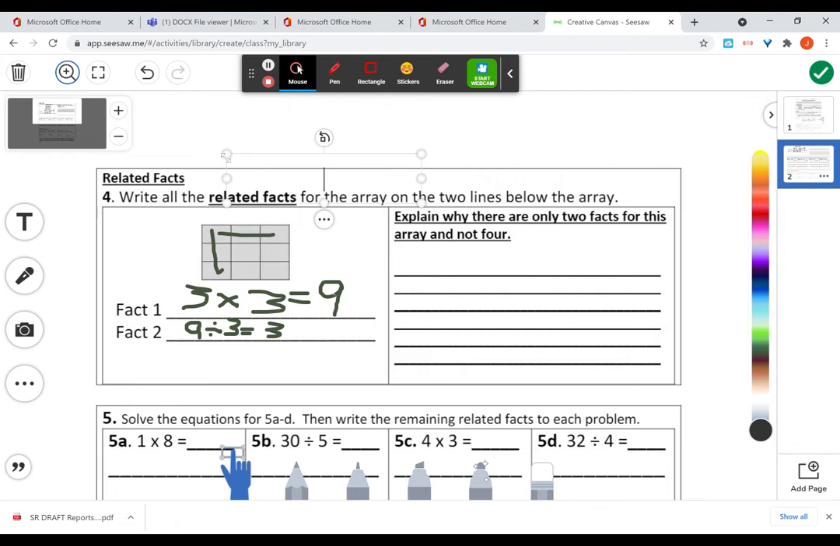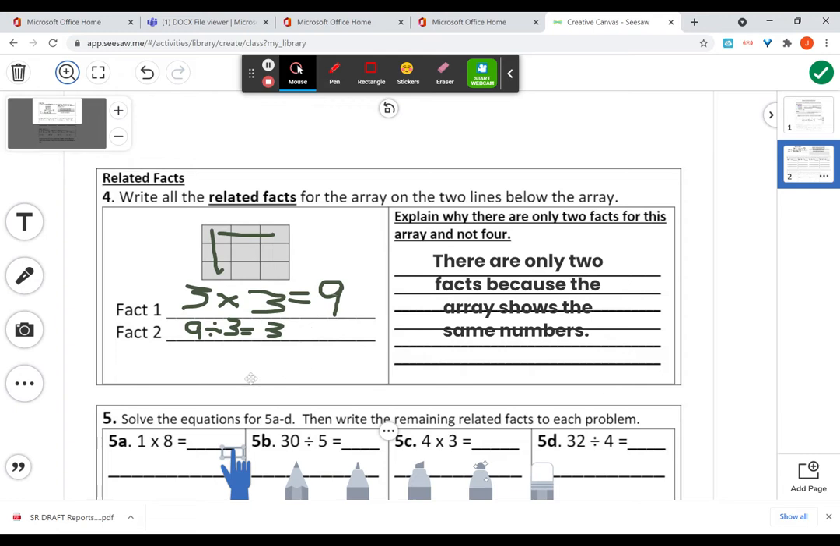Now over here, we need to explain, well, why is there only 2 facts? Well, it's basically because they're the same numbers. So you're not going to write 3 times 3 equals 9 and then 3 times 3 equals 9 again. So we can say there are only 2 facts because the array shows the same numbers. And that's basically why. So you're going to have this in every single problem where you have a 1 times 1, 2 times 2, 3 times 3, and so on and so forth.